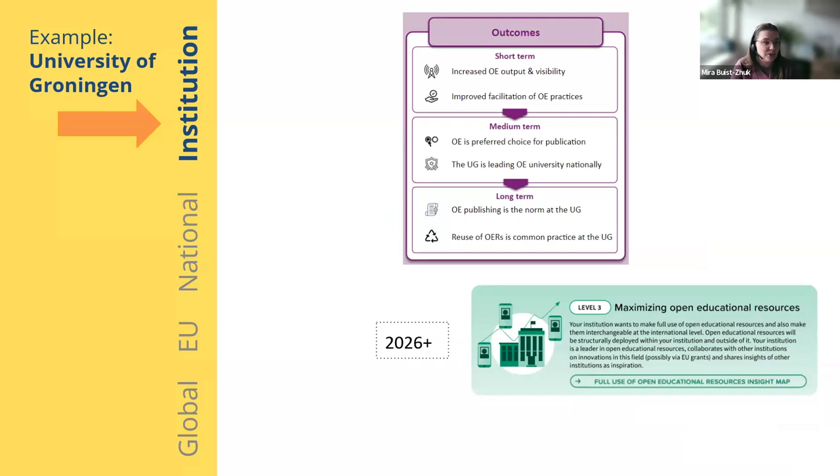Now, the next level is where we're not at the moment. Hopefully in the future, our ambition would be to get there: to maximize open educational resources at our institution, to have open education and open licenses as the preferred choice for publication for all educational materials at our institution, and to ensure that our university is one of the leading national universities in terms of open education. So that is the ambition for just a few years from now, hopefully after the end of the current Open Science program. Next one.